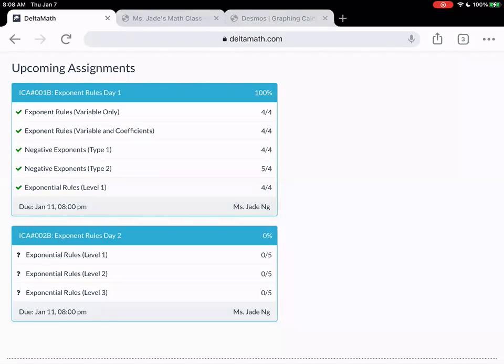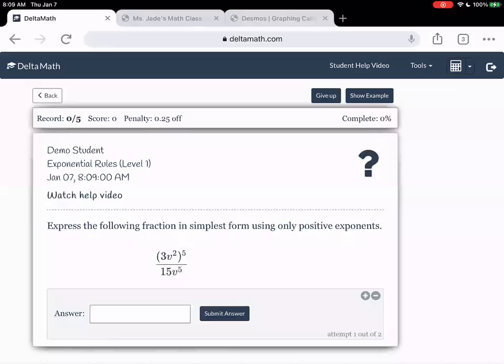So the first topic of our homework today is Exponential Rules Level 1. You might notice that that's the same category or topic that we finished with last time, but we're just going to do it again and give you 2 examples on that, just to refresh your memory. So, Exponential Rules Level 1.